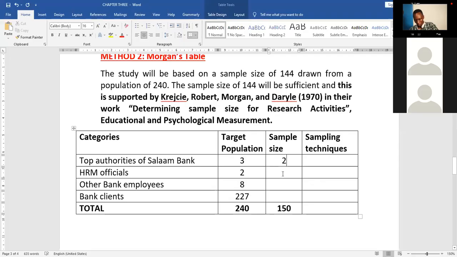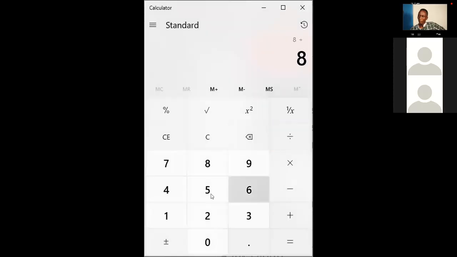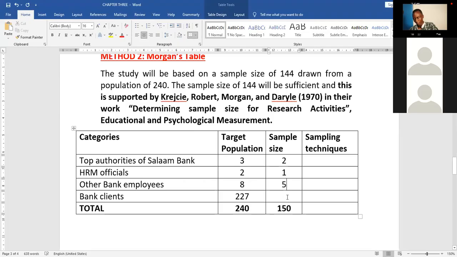So we are going to put 2 here. Here it's going to be 1, then 8. We're going to get 8 divided by the total of 240 multiplied by 150. The answer is 5. So we're going to get 5 there. Okay, this is 5. Then 227, we're going to get this one divided by this, multiplied by this.